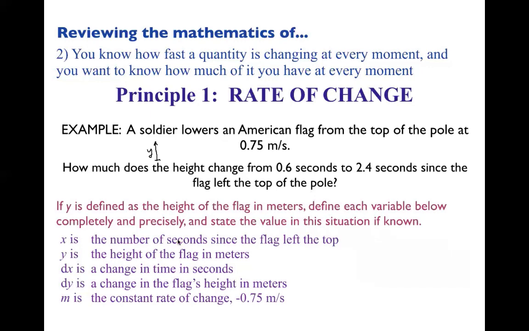Okay, so let's talk about x. Is the value of x known in this situation? Is x known? Yes. Okay, tell me what it is. So the initial x is 0.6 seconds, and then xf, which is final, is 2.4. So dx would be 2.4 minus 0.6. Great job. So x starts at 0.6 and ends at 2.4. What about just x?